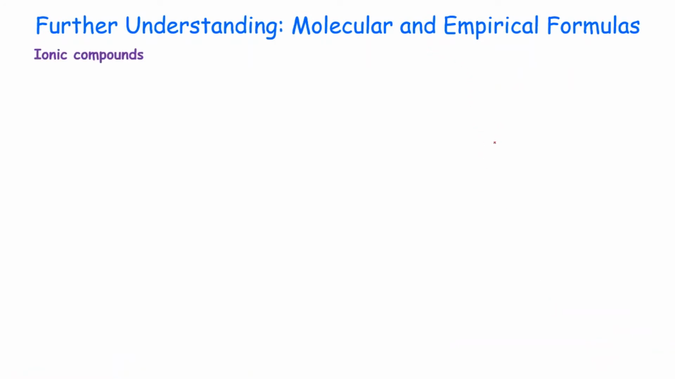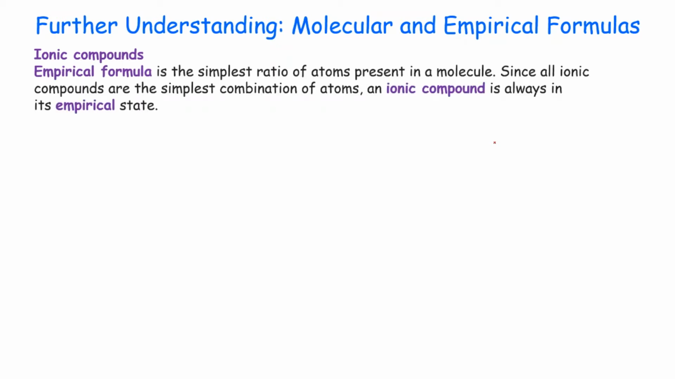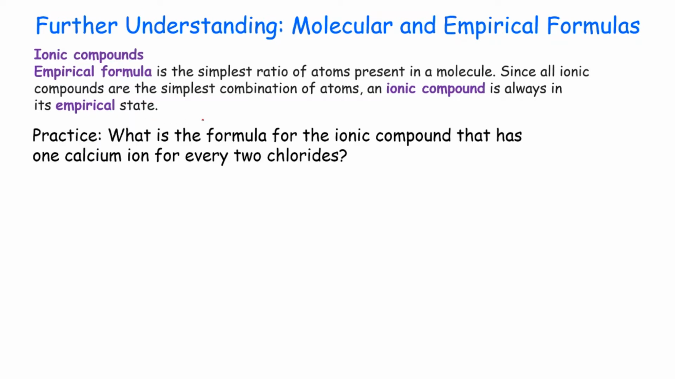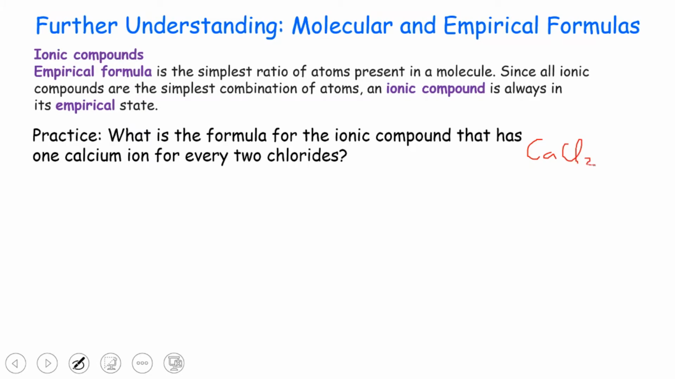Let's keep working on molecular and empirical formulas. Ionic compounds, I already mentioned. All ionic compounds are already in the empirical state. So it's already the simplest one. Let's work on one more problem. What is the formula for the ionic compound that has 1 calcium ion for every 2 chlorides? 1 calcium cation for every 2 chloride.